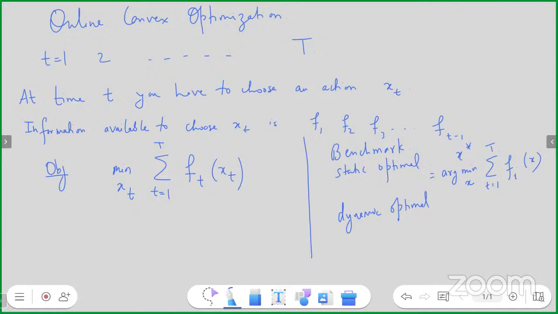Here, you're allowed to choose actions, but you're only allowed to see the prior functions. Dynamic optimal is nothing but essentially xt is equal to xt star. You get to see the function, there is nothing better. You would simply play xt star, where xt star is argmin of the precise function ft of x. So you want to compare what you are going to get with respect to a static benchmark as well as a dynamic benchmark.